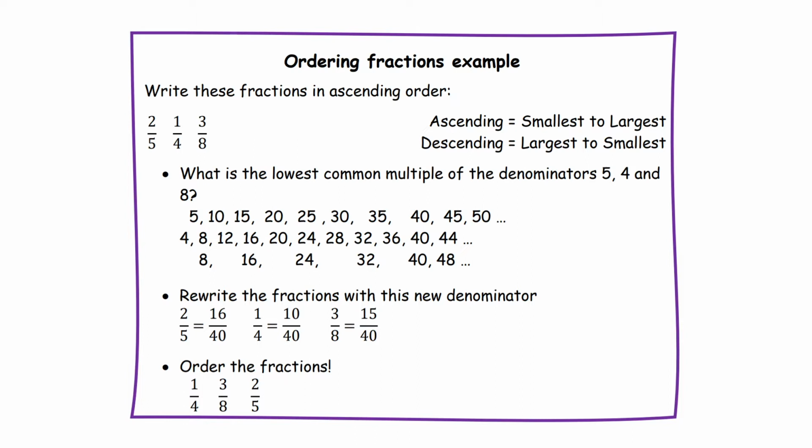From here, because our denominators are the same, our bottom numbers are the same, we can now order these fractions just by looking at the number that is the highest and the number that is the smallest. So if we look at those numbers, 1 out of 4 should go first because 10 out of 40 is the smallest. Next, you should have 15 out of 40, which is 3 over 8. And then the last one will be 2 over 5. And your fractions are now ordered in terms of how big they are.